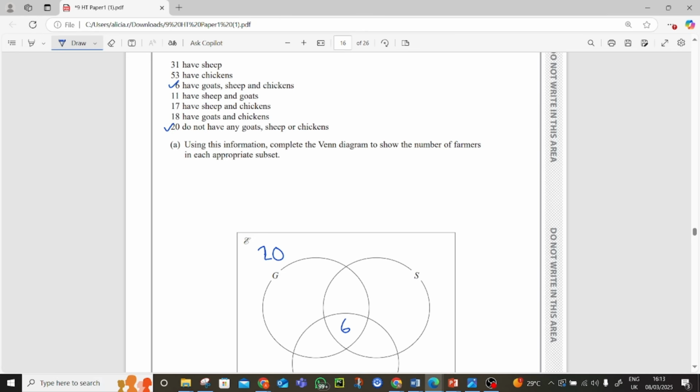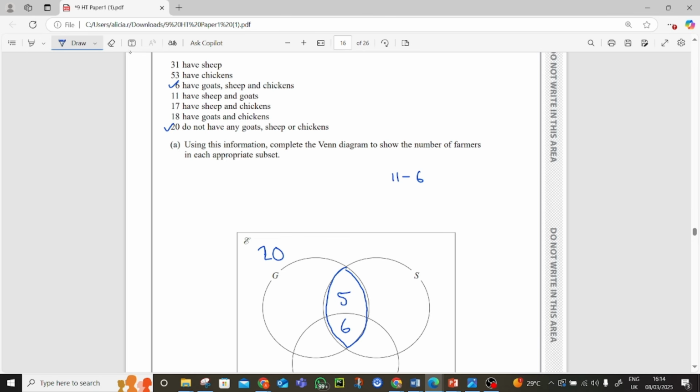Now I would build out. So what I'm going to do now is look at the ones that have goats and sheep. So who has goats and sheep? That's actually these 11 farmers. 11 farmers have sheep and goats. 6 of them already have all 3. So it's these parts here added together must add to 11. So we're actually going to do 11 minus 6 to see what's left.